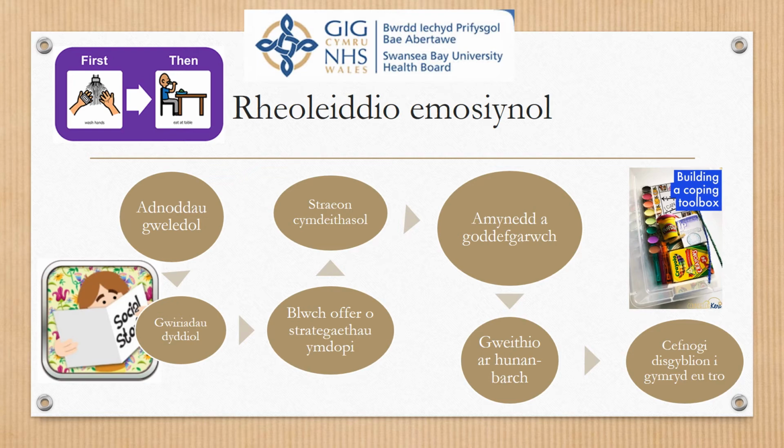Use social stories to talk through new activities step by step. For example, for a school trip, it will involve steps such as getting the bus, going to the museum, having lunch, going to the park, getting back on the bus and going home.